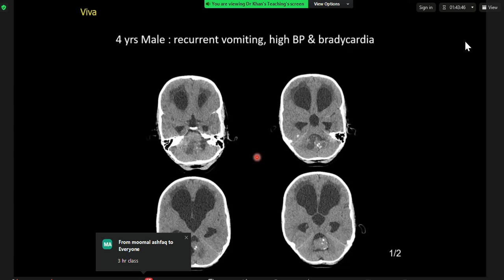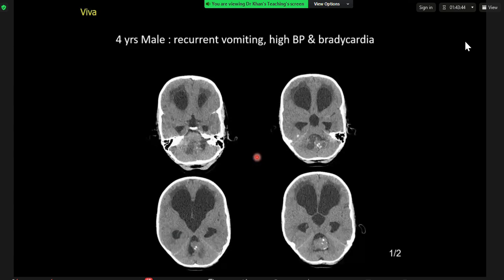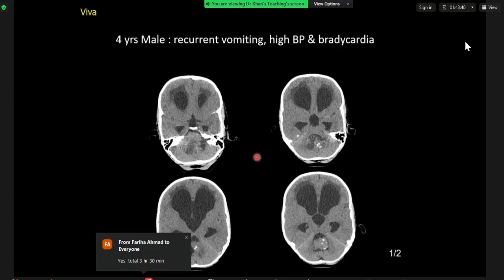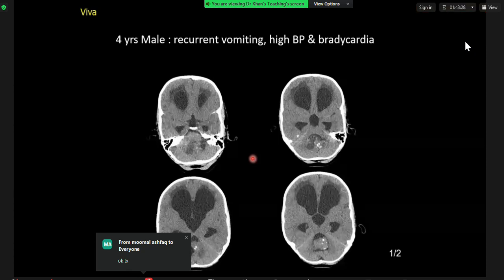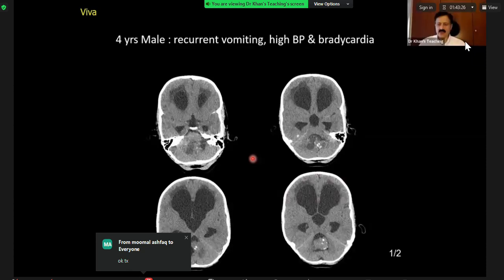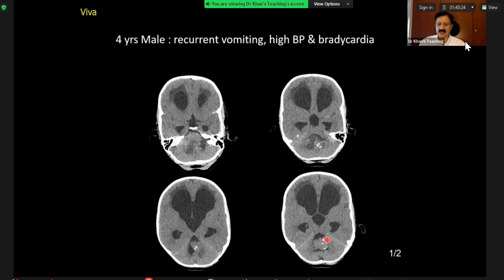So it's from a lateral point of view and extending in with calcification. And there could be a cystic dilatation around the tumor itself. Okay, so this is a classical ependymoma. The tumor is sitting in the fourth ventricle. It has got punctate calcification.